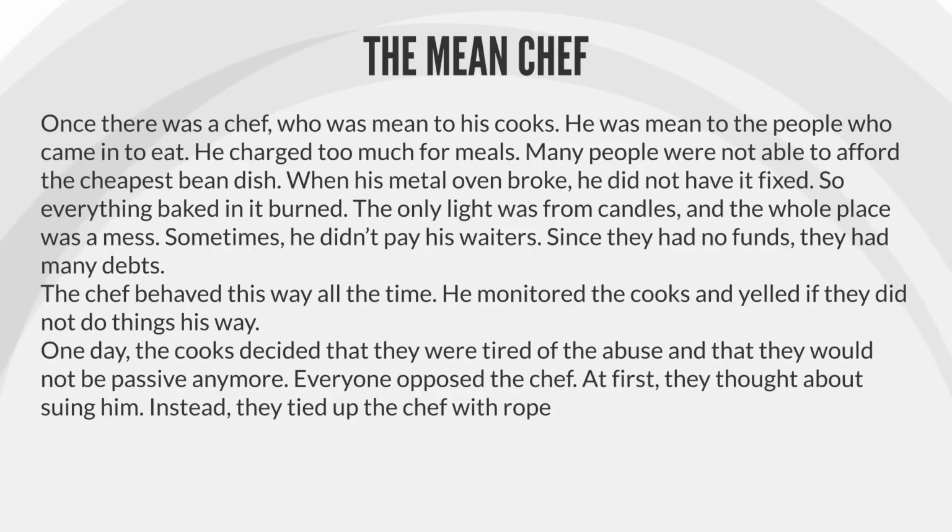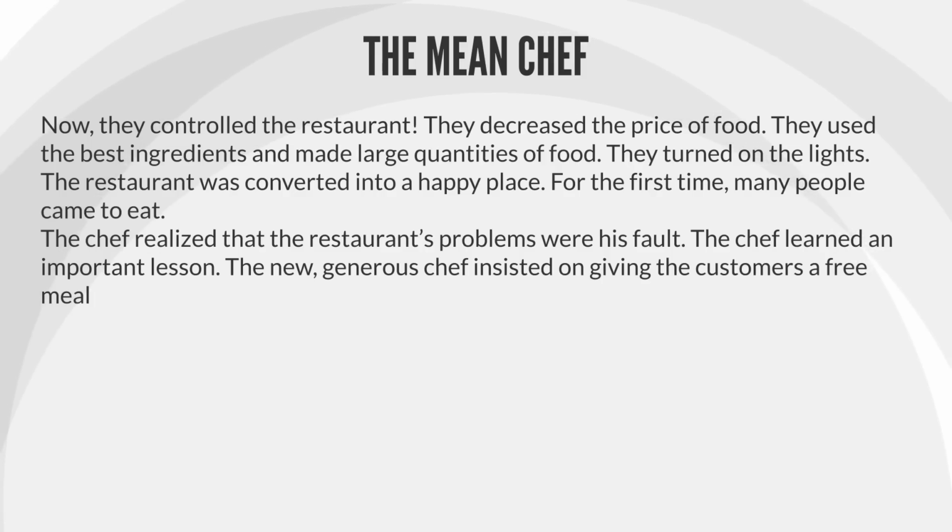Everyone opposed the chef. At first, they thought about suing him. Instead, they tied up the chef with rope. Now they controlled the restaurant. They decreased the price of food. They used the best ingredients and made large quantities of food.